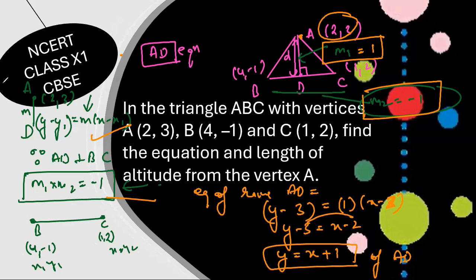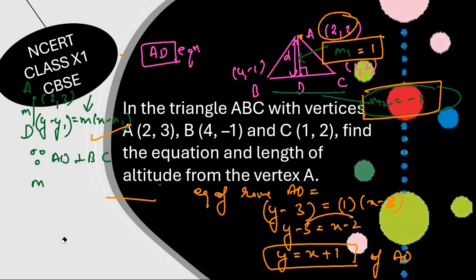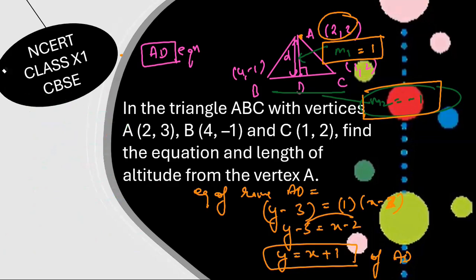So now what is not required? This is not required for us. Now let's find out the equation of line BC. Which form will you use for the equation of a line? For BC, you already have the coordinates of B and C, and you have the slope also.